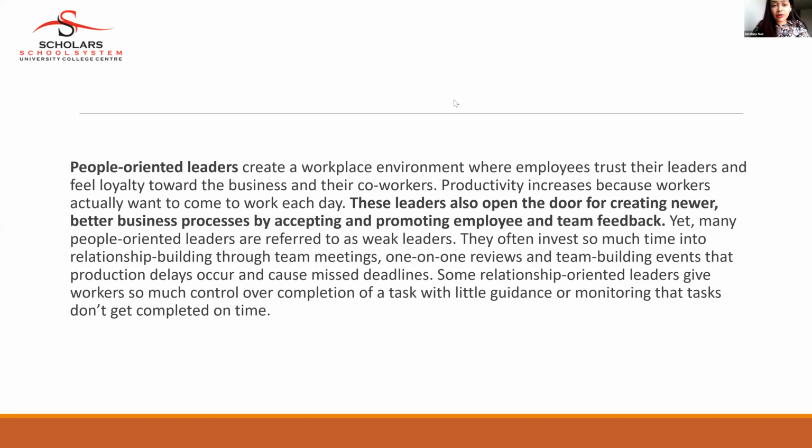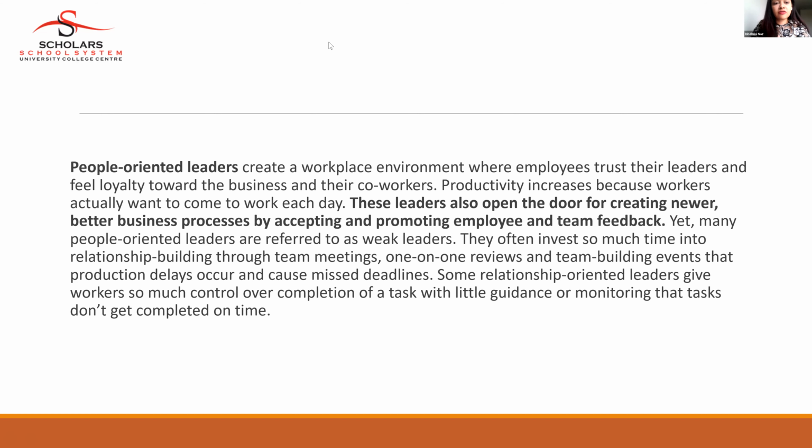People-oriented leaders create a workplace environment where employees trust their leaders and feel loyal toward the business and their coworkers. So they feel that they belong in the organization. They feel that they are part of the family. They also open the door for creating newer, better business processes by accepting and promoting employee and team feedback. Yet many people-oriented leaders are referred to as weak leaders sometimes.